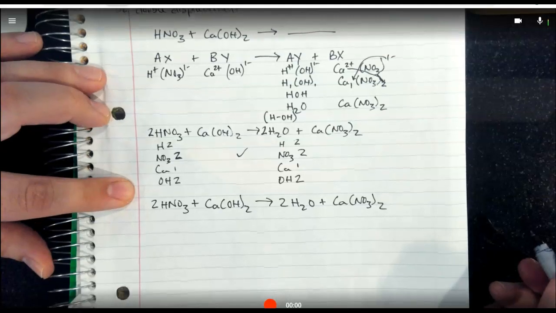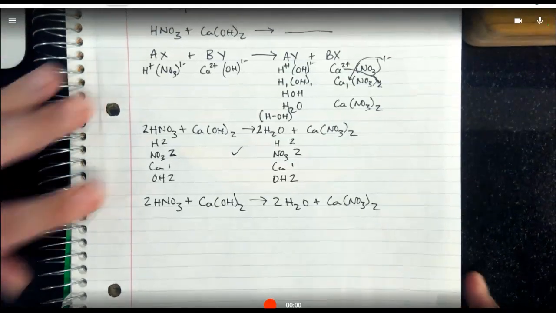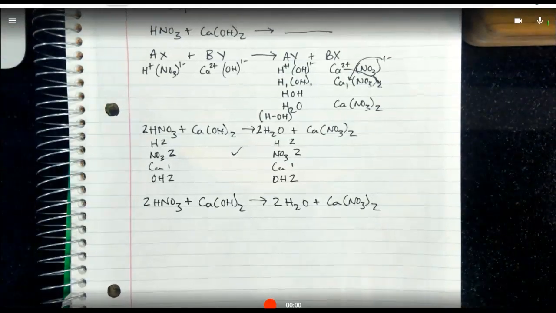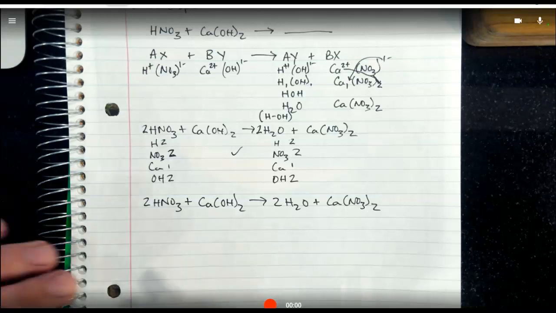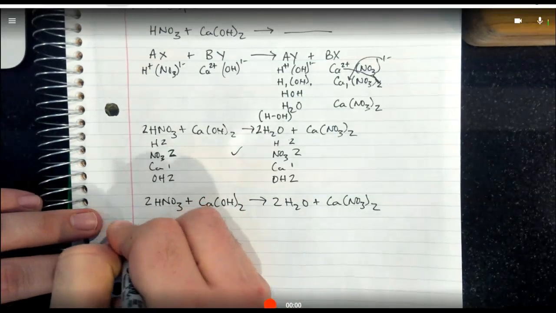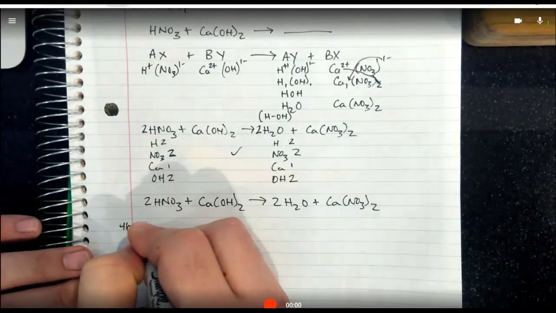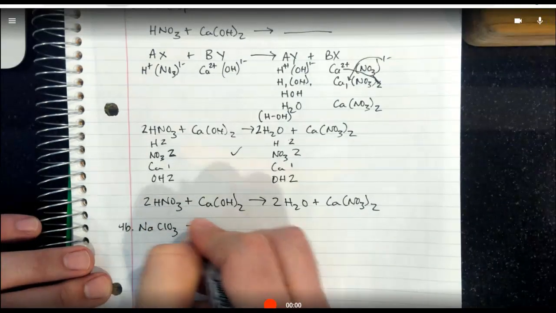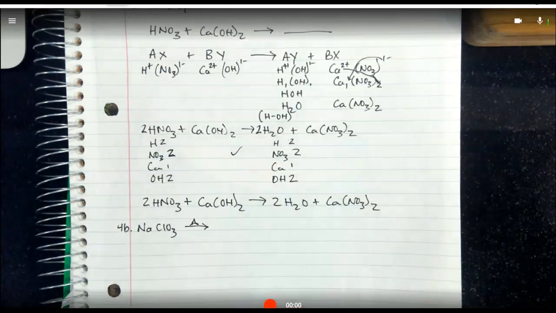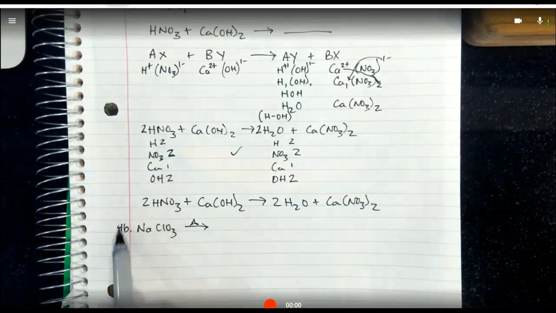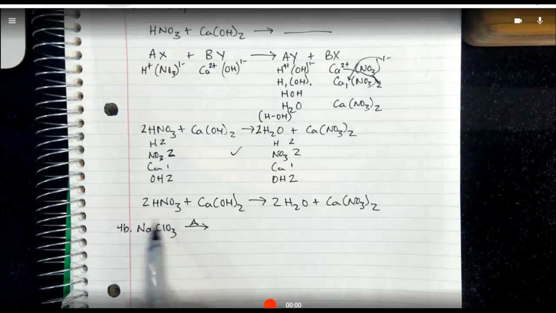Okay, let's take a look at one more problem here. We've got 4b. So 4b says that we have NaClO3 in the presence of heat. So when we start with just one compound, that's going to be a decomposition reaction.